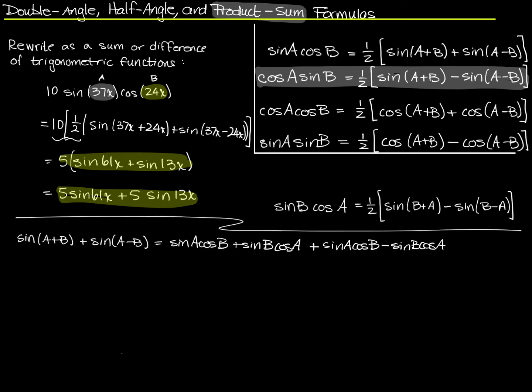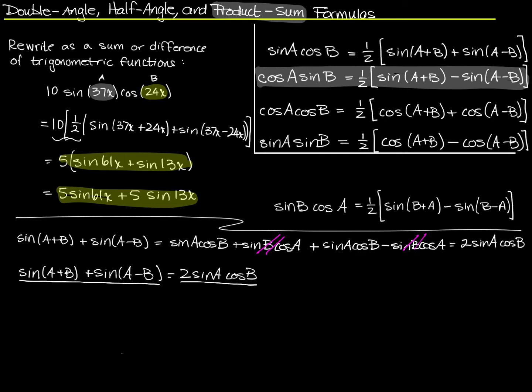To start with, remember that how we got this first formula was to say that the sine of a plus b plus the sine of a minus b must necessarily, because of what each one of these is equal to, must necessarily be equal to this. Sine a cosine b plus sine b cosine a plus sine a cosine b minus sine b cosine a. And that sine b cosine a and negative sine b cosine a cancel, leaving us with 2 sine a cosine b. After that, I divided both sides of my new equation by 2. But what if I didn't do that?